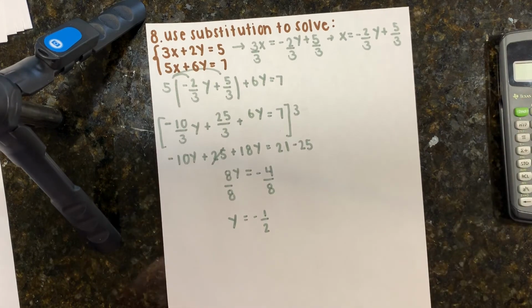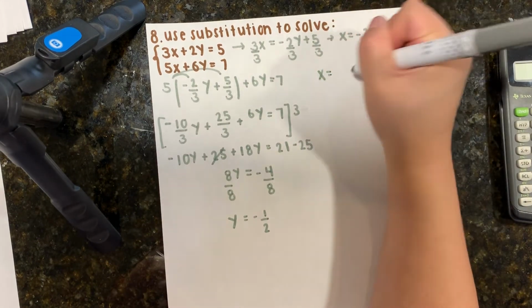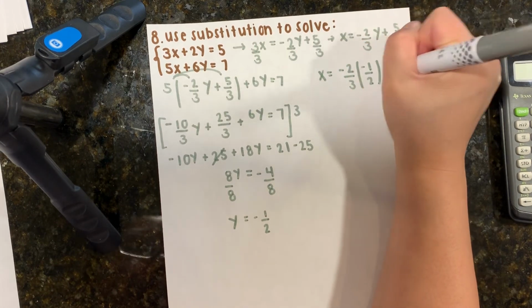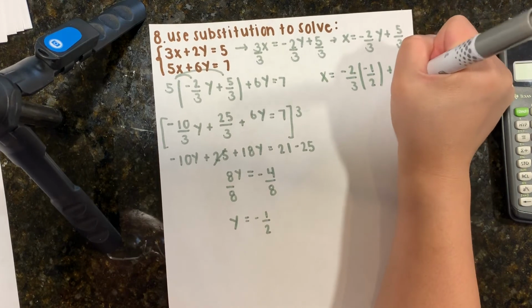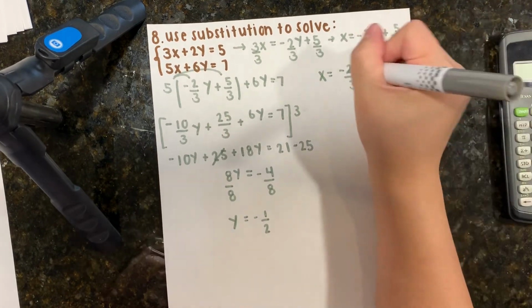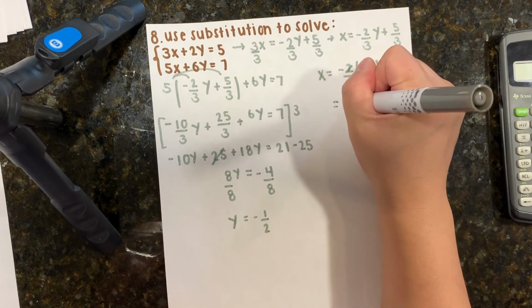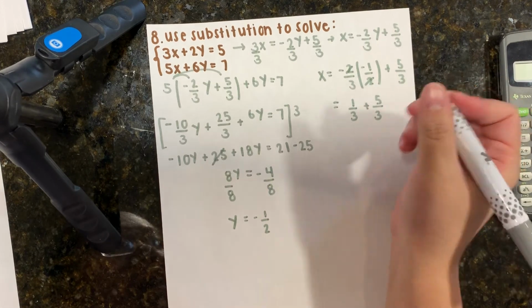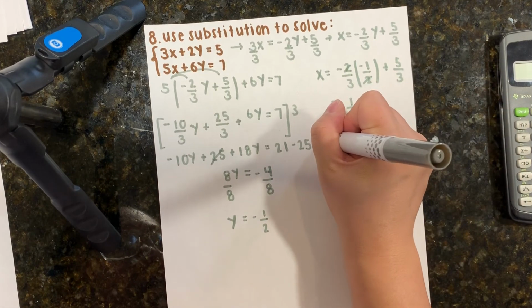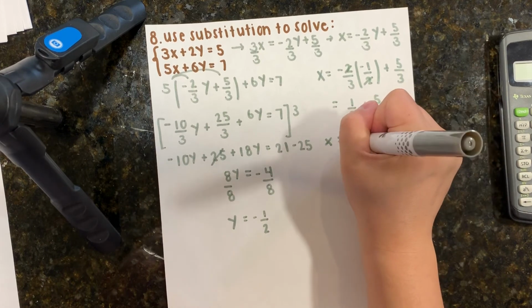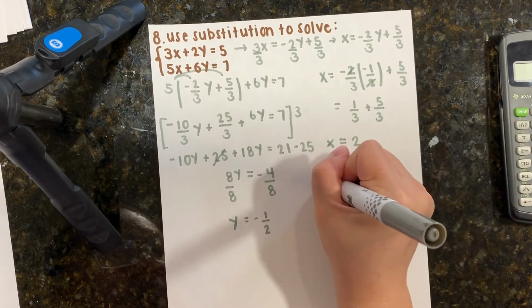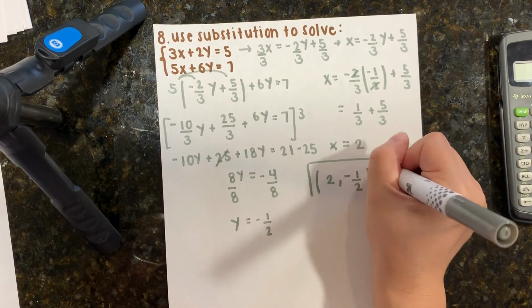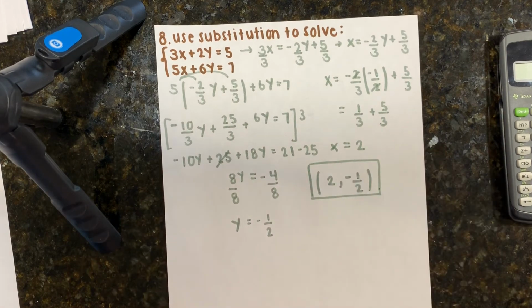And then to solve for what x is equal to, I plug that in to my negative 2/3 times negative 1/2 plus 5/3. Notice that the 2's are going to cancel, and a negative times a negative is a positive, so that would be 1/3 plus 5/3, which gives us 6/3. And 6 divided by 3 is 2. So your answer is going to be 2 comma negative 1/2. Remember to write your answer as an ordered pair, so it's x comma y.